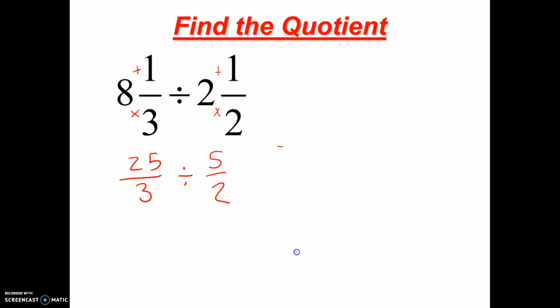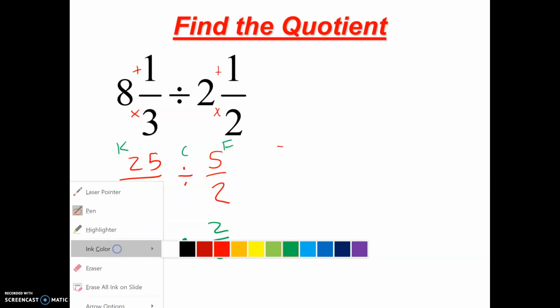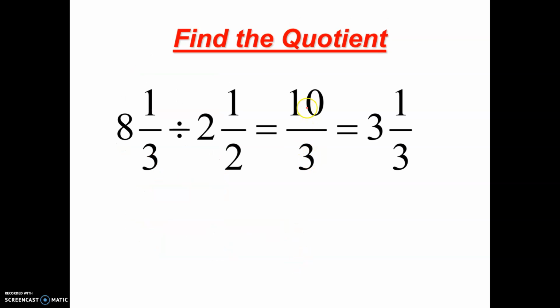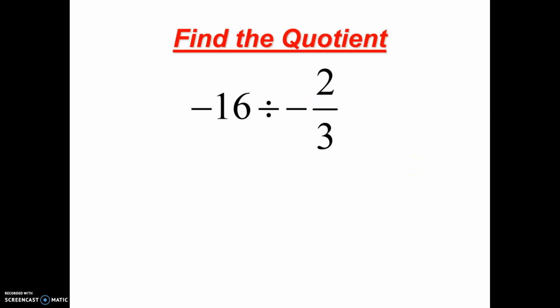Now, same deal as last time. Kentucky chicken fry. Division on a Friday night. Flipping fractions feels so right. Change to multiplication. And here we can cross cancel a little bit. 25 and 5 share a common factor of 5. 5 goes into 5 one time. 5 goes into 25 5 times. Multiply straight across. 5 times 2 is 10. 3 times 1 is 3. So 10/3 simplifies. 3 goes into 10 3 times with a remainder of 1.